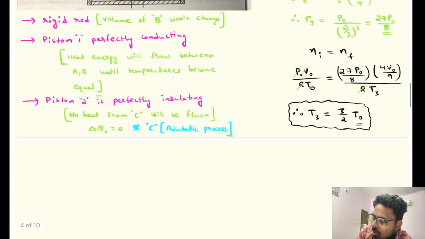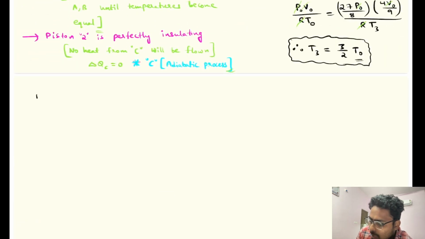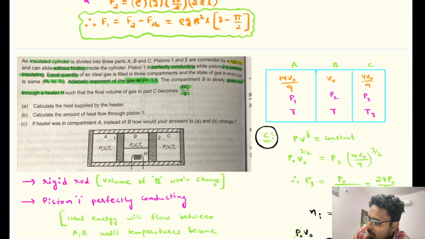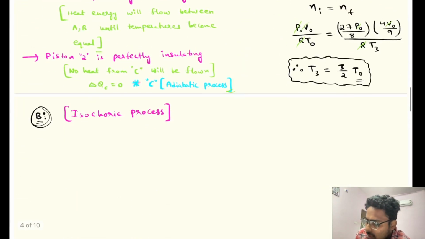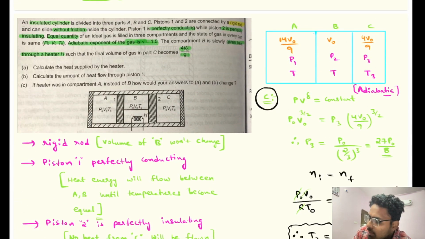So I'm going to use compartment B. Now our compartment C analysis is done. Now compartment B. What is our key point over here, sir? It is an isochoric process, because volume is constant. And compartment C, I forgot to write here, it will follow an adiabatic process. So I have written it over here. Compartment C follows the adiabatic process.